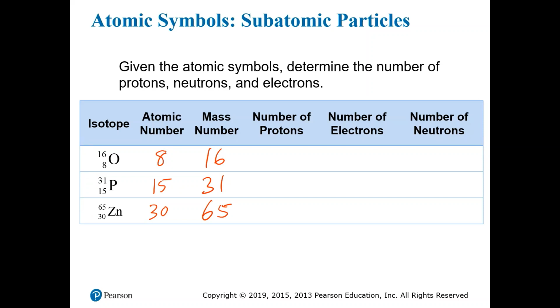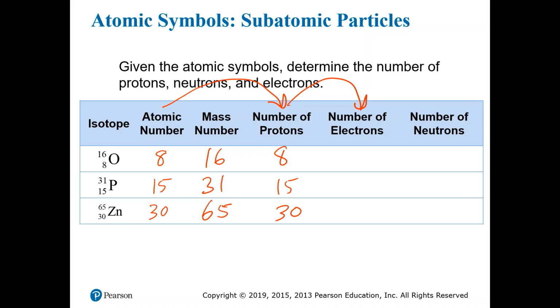So once we have those two pieces of information, then we can solve for the rest of the table, right? The next one is the easiest. The number of protons is just the same as the atomic number. So we just put the same information into that column. 8 protons in a nucleus of oxygen, 15 protons in a nucleus of phosphorus, and 30 in the nucleus of zinc.